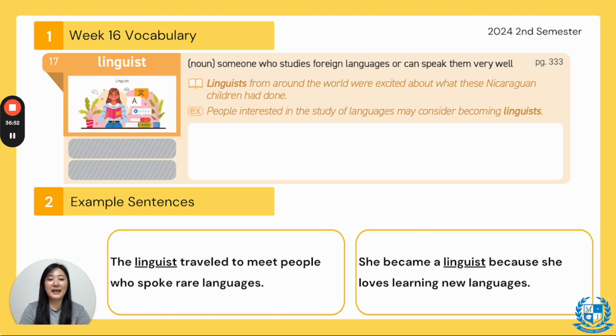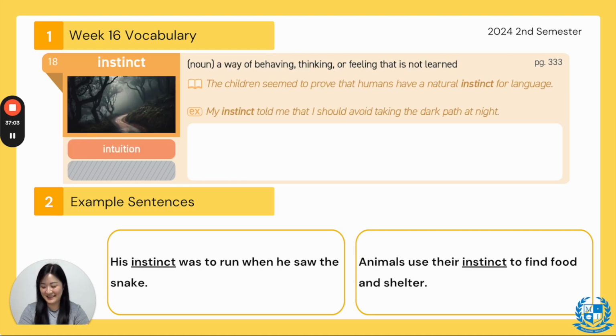Next it says she became a linguist because she loves learning new languages. I also love to learn new languages. This is why I'm learning more and more every day.